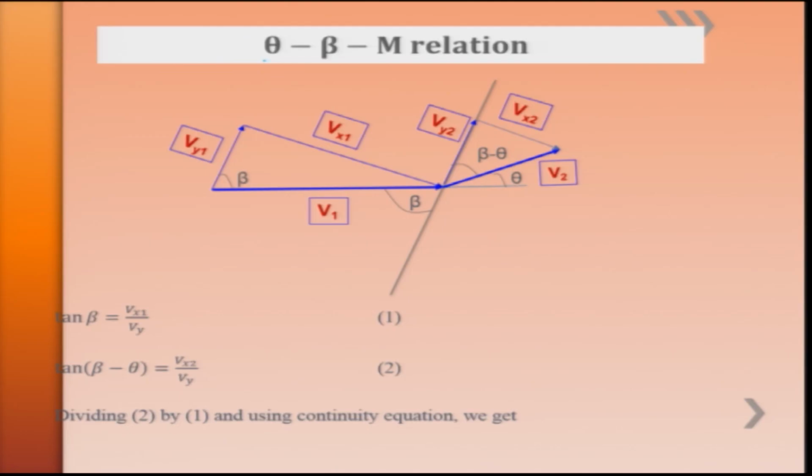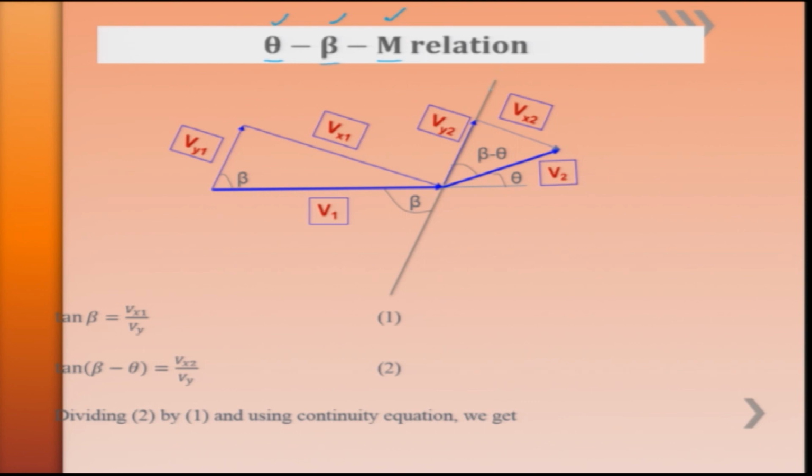Now, a very important relationship about oblique shock waves is termed the theta-beta-M relationship, that is, the relationship between the deflection angle, the shock angle, and the Mach number.